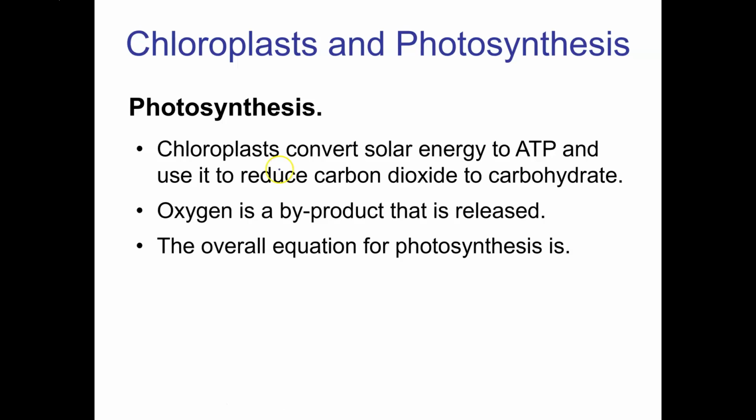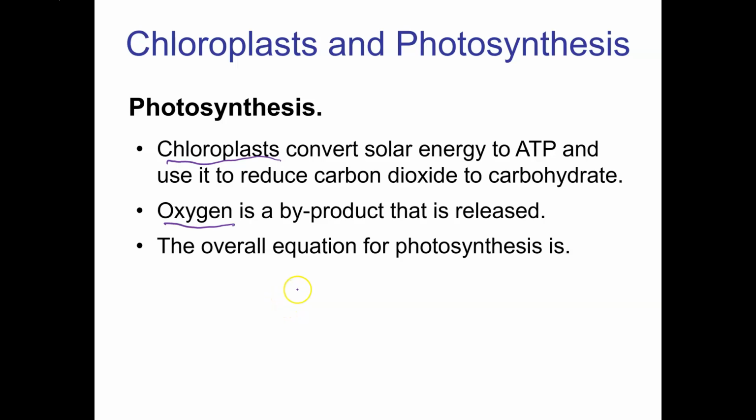So where does photosynthesis occur? It occurs in the chloroplasts of different photosynthetic organisms like plants, algae, cyanobacteria. And what they do is they take in energy of the sun and they convert it to ATP, and they use that energy then to reduce carbon dioxide to a carbohydrate like glucose. So in photosynthesis, oxygen is a byproduct and is released.